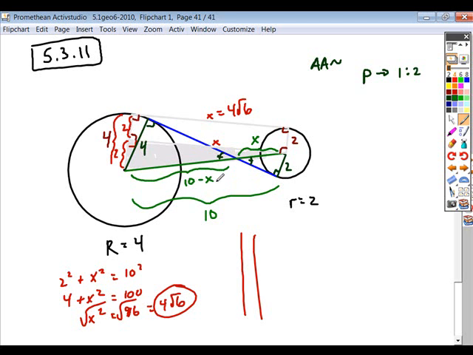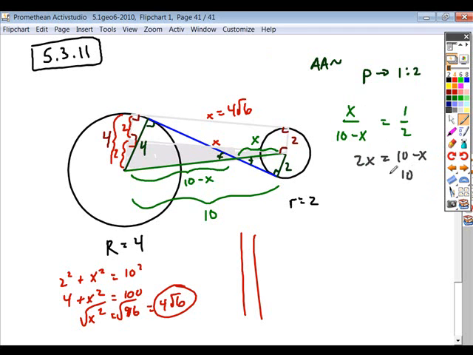So this is maintaining the part-to-part relationship. By part-to-part, we know that x over the corresponding part, 10 minus x, is going to be 1 to 2 or 2 to 1? The x is from the smaller triangle or the larger triangle? It's part of the smaller one, so it's a 1 to 2. And we can just solve this mathematically. If we cross multiply, 2 times x is equal to 1 times 10 minus x.